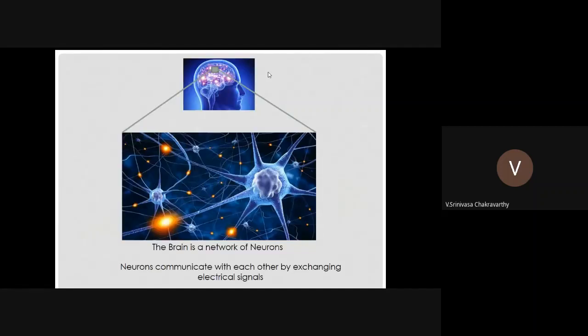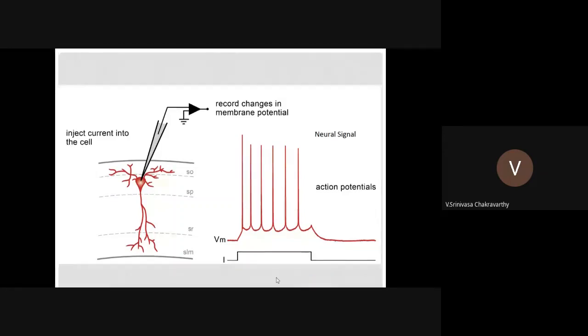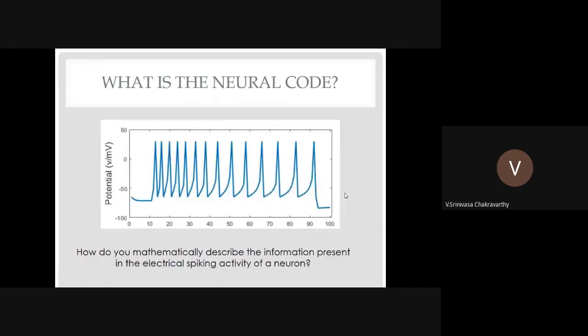So this is a general talk, so I'll quickly skim over some of these basics. We know the brain is a network of neurons, and they communicate by exchanging electrical signals, and these are the spikes. If you inject current into a neuron, it produces these action potentials. So the big question is, what is the neural code?